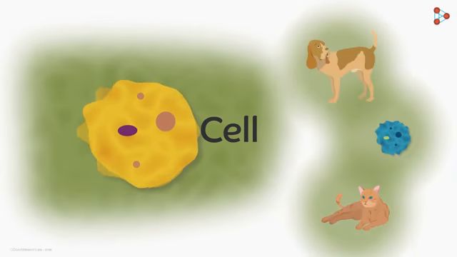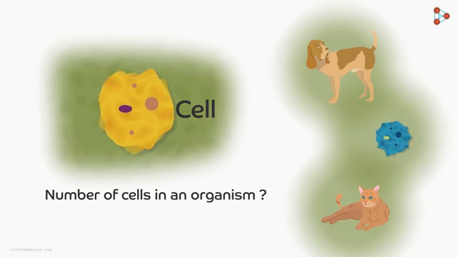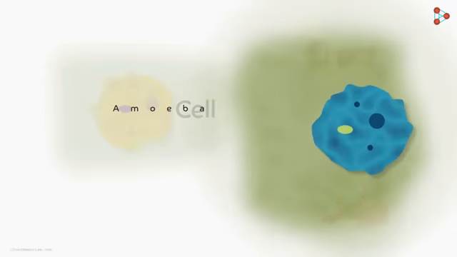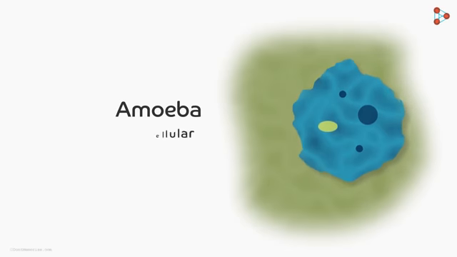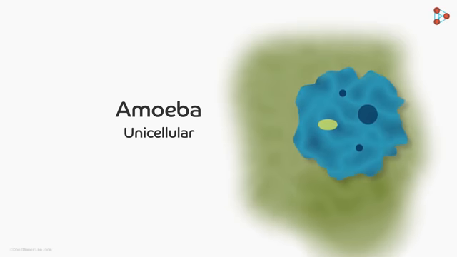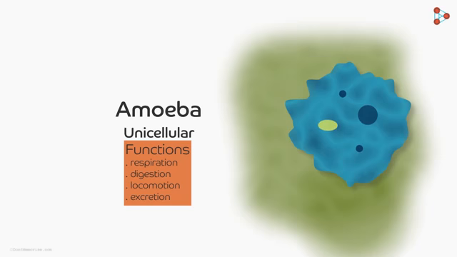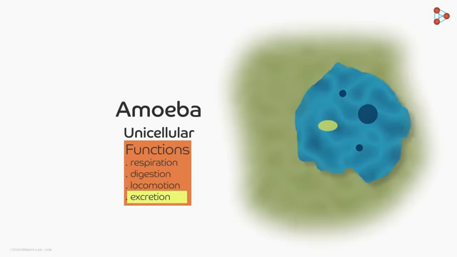1, 2, hundreds? Well, now that depends on the organism we are talking about. An organism like amoeba is made up of only a single cell. Yes, you heard it right. Just one single cell constitutes the body of an amoeba. This cell carries out all the functions of this organism's body, be it respiration, digestion, locomotion, and excretion.